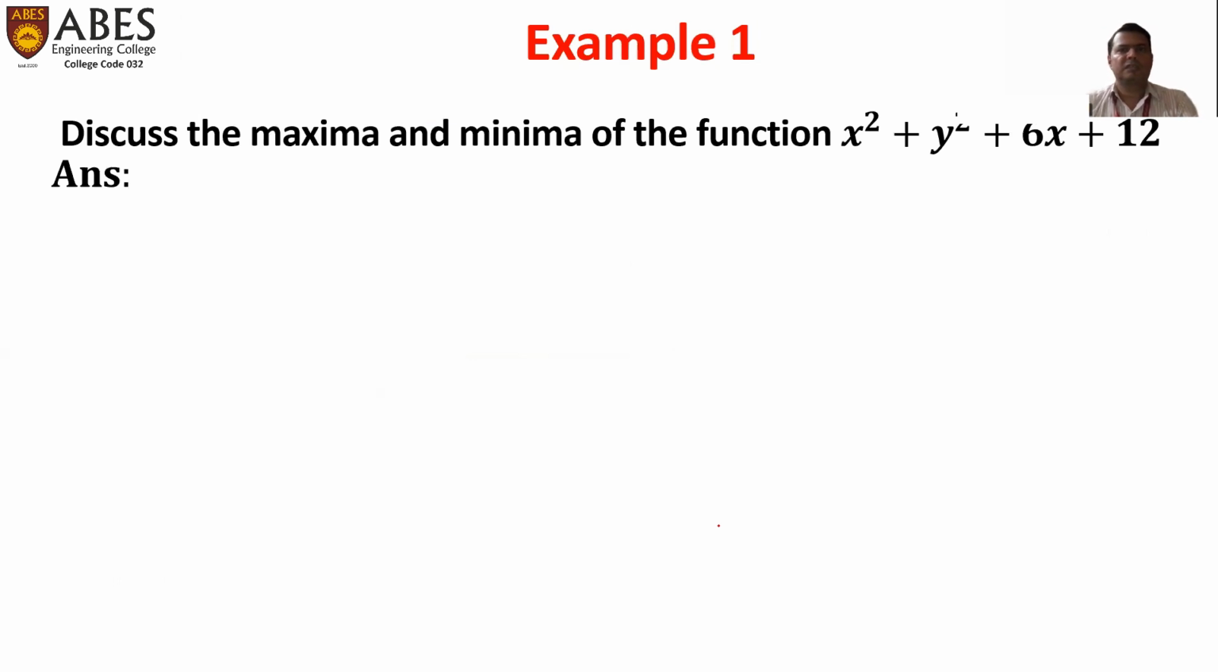Now we take one example. The question is: discuss the maxima and minima of the function. So this is the function. Let f(x,y) equals x square plus y square plus 6x plus 12. Now we calculate the first order partial derivatives.